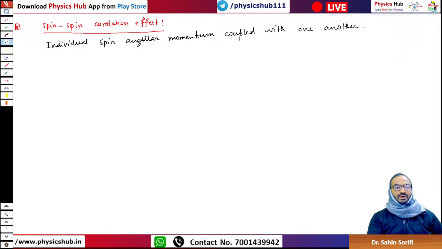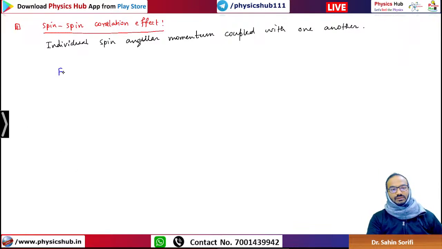Let's say you have one electron. For one electron, the scenario is pretty simple. S is equal to half for one electron. So the total S, capital S, will be the same, and as a result 2S plus 1 is equal to 2. So this is a doublet.